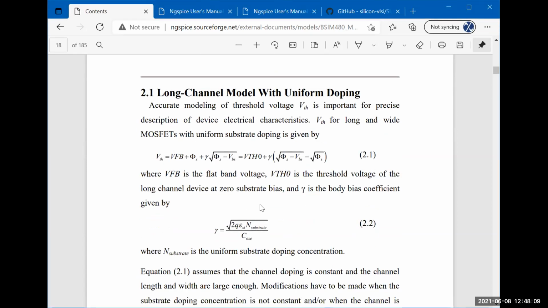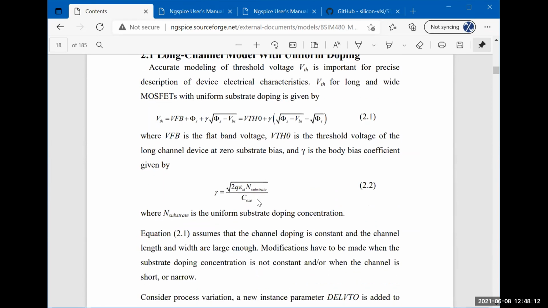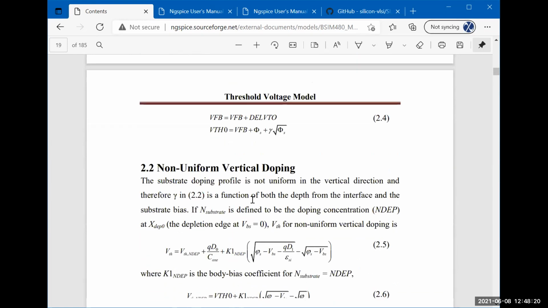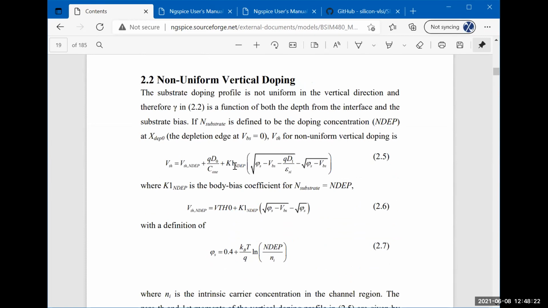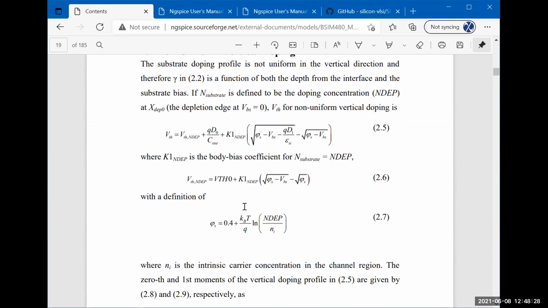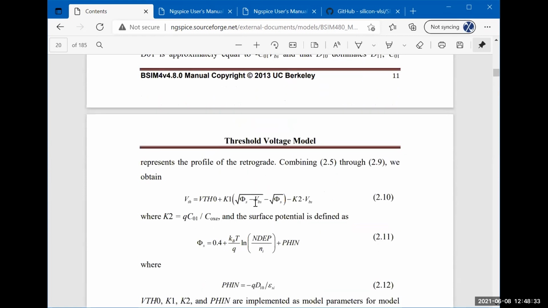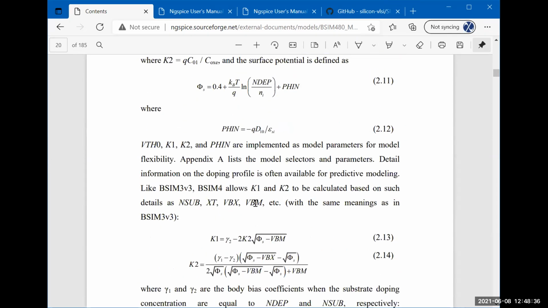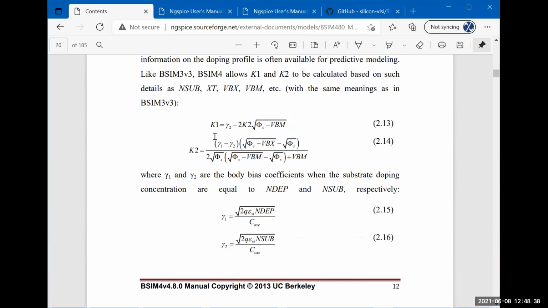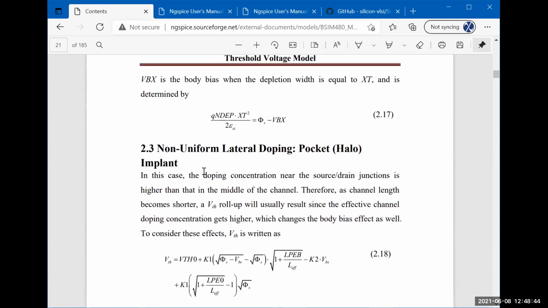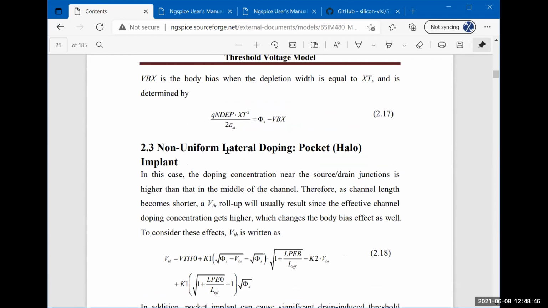You can see this obviously you're used to. This is our first order equation where we take VT0 plus gamma times this, where gamma is the first order equation. And then for non-uniform vertical doping, you see we added the K1 and K2 terms. The K1 term depends on the vertical doping concentration, and there are more fitting terms here. This K1, K2, which I showed you for BSIM3, is pretty much the same here as well. Then you have non-uniform lateral doping, which is called the halo implant.